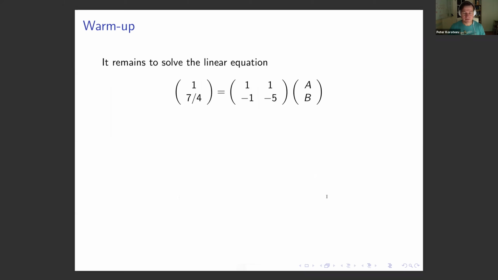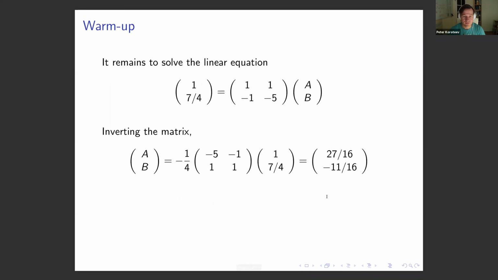And to find the coefficients a and b, we need to solve the 2 by 2 system of equations with the two variables. You can, for instance, invert the matrix, which is easy in the case of a 2 by 2 matrix. Then a is equal to 27/16 and b is negative 11/16. So y of x is given by this solution.